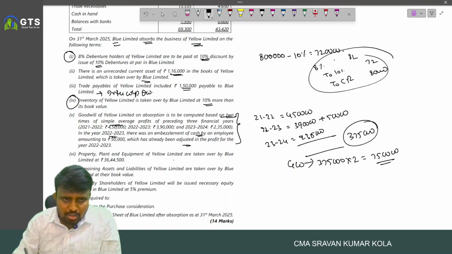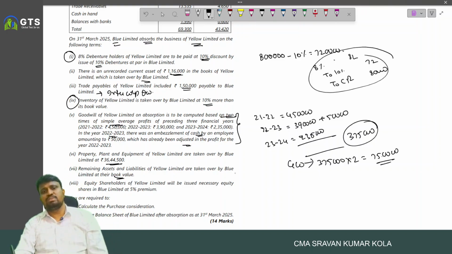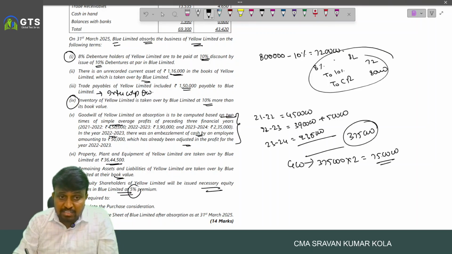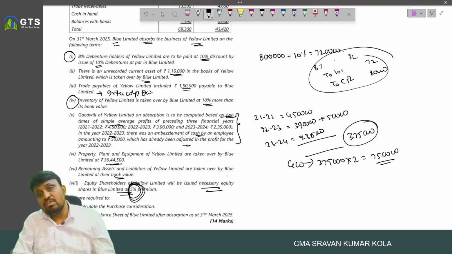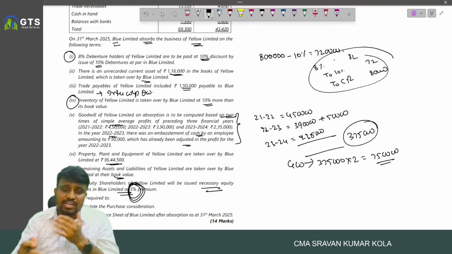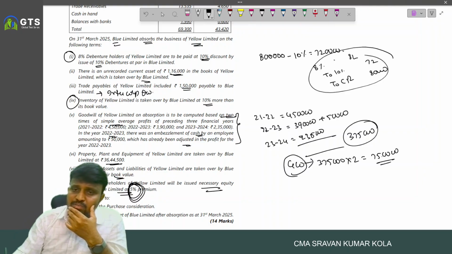PPE are taken over at 36,44,000. Remaining assets are taken at book value. Equity shareholders of Yellow Limited will be issued the necessary number of equity shares in Blue Limited at 5% premium. What is the PC? PC is to be calculated. There is no specific method, so we follow the net assets method only. In the net assets method, what do we consider first? Goodwill.